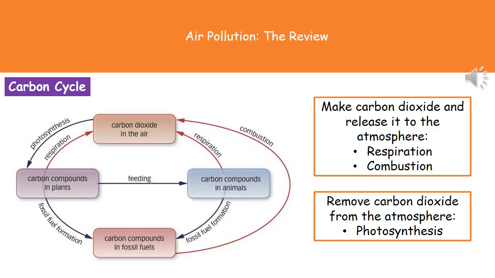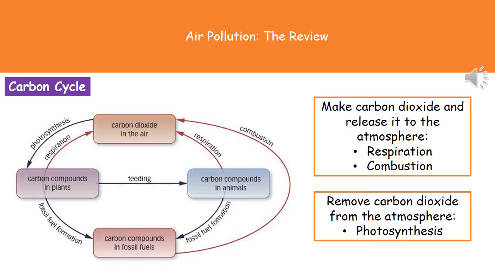The third process we need to remember is the one that's going to remove carbon dioxide from the atmosphere, and that is photosynthesis. If we have a look at the diagram there, we start off at the top with carbon dioxide in the air. That's going to be removed from the atmosphere by photosynthesis carried out by plants, and it'll be converted into the carbon compounds in the plants.